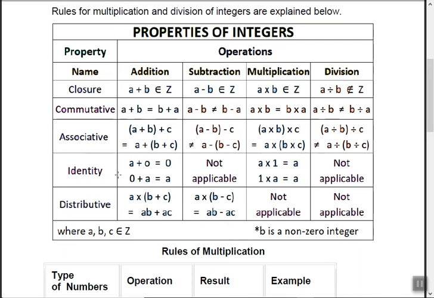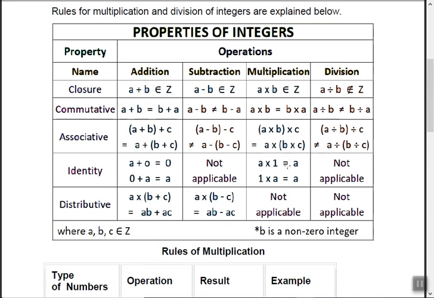Next is identity. A plus 0 equals A, not 0, right? Similarly 0 plus A equals A. So either you do A plus 0 or 0 plus A, the answer is A only. For subtraction, is it the same? A minus 0 is equal to A, but 0 minus A is not equal to A because that is minus A. So identity is not possible in subtraction.